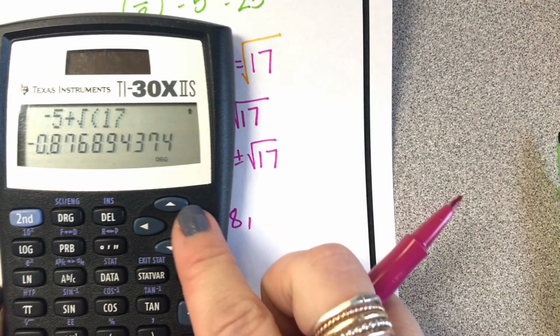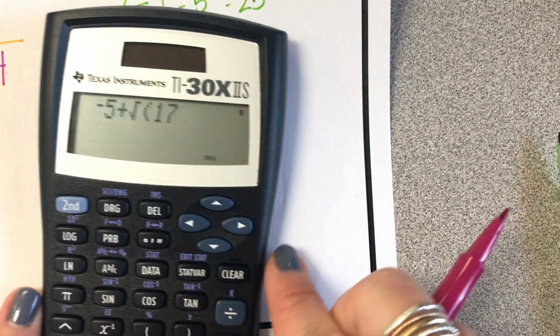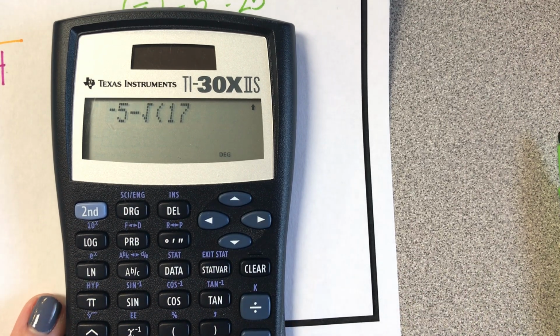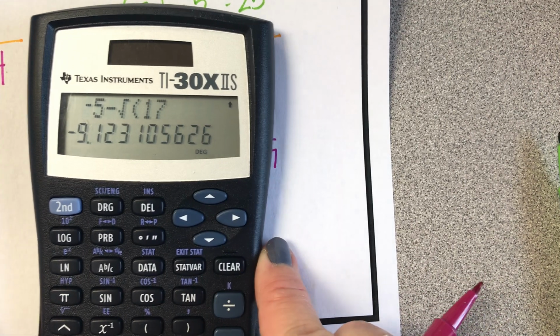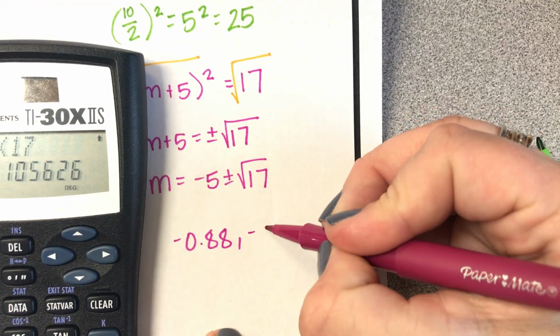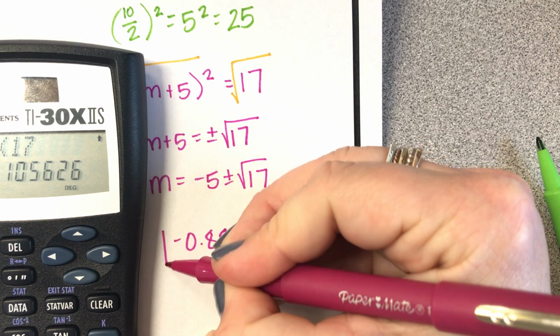And then negative 5, this is why I like this calculator, because you can see everything and you can just up arrow and change your sign or your symbol. Negative 5 minus the square root of 17 is negative 9.12. And those are my two solutions.